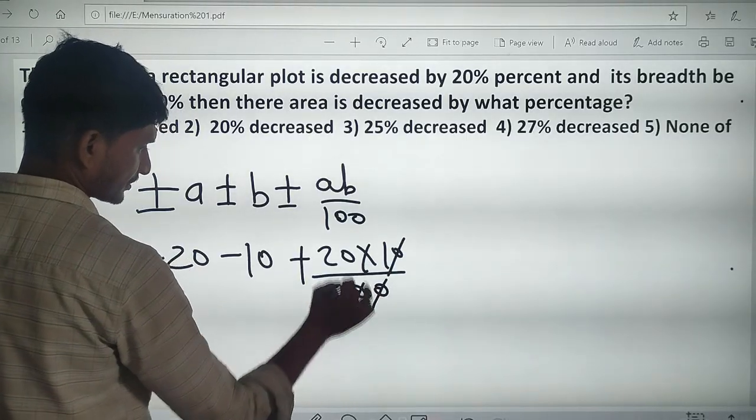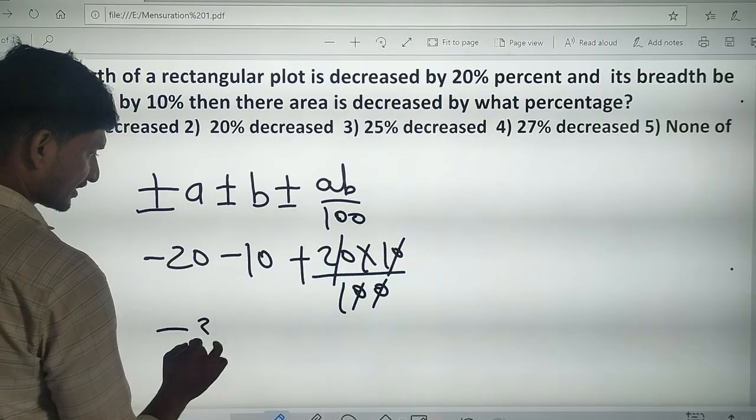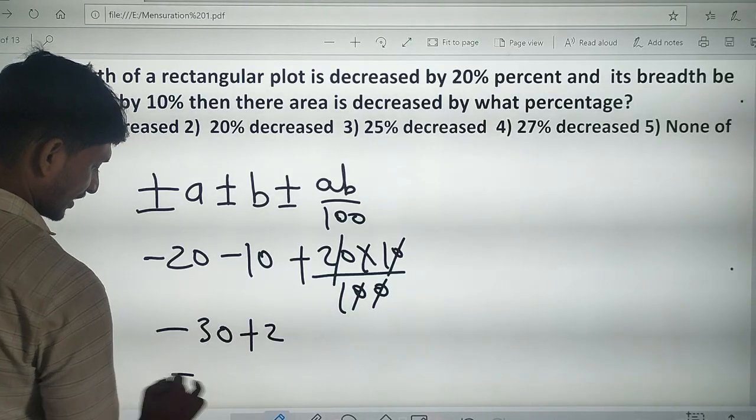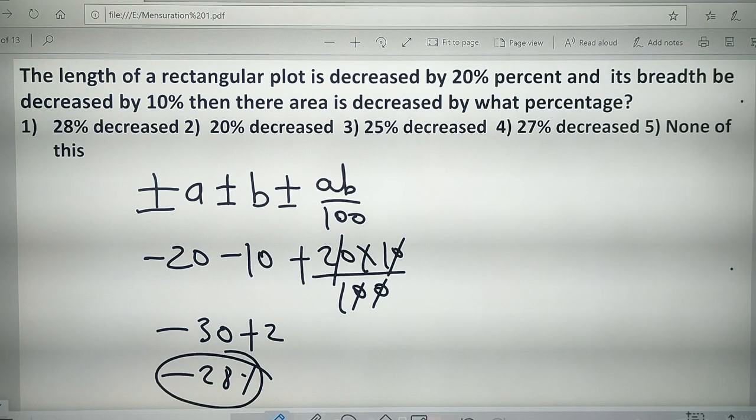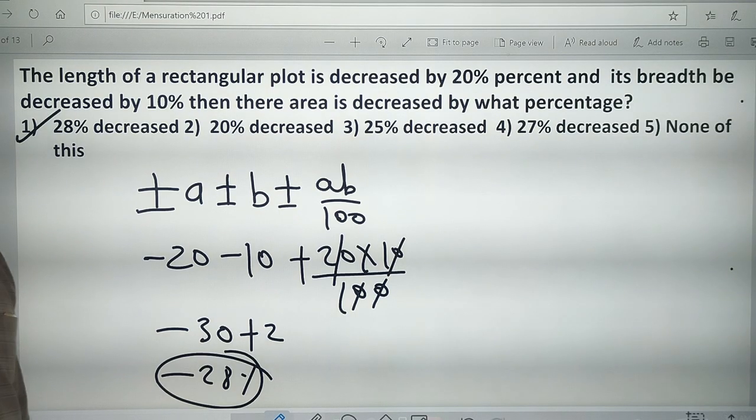divided by 100. Then minus 20 minus 10 is minus 30, plus 2 is minus 28%. Then your area is decreased by 28%.